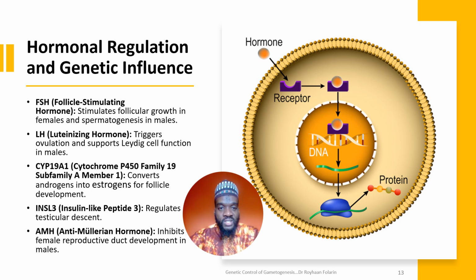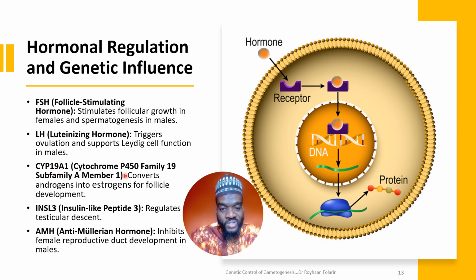So the role of hormones in this cannot be overemphasized. Hormonal regulation plays a very vital role in gametogenesis. The follicle-stimulating hormone, for example, and the luteinizing hormone, they are critical for gonadal functions in both sexes. FSH stimulates follicular growth in females, and spermatogenesis in males. So follicles, you find them in both. So follicle stimulating hormone, while luteinizing hormone triggers ovulation and it supports Leydig cell function in males. So both of these hormones are critical for gonadal functions in both males and females.